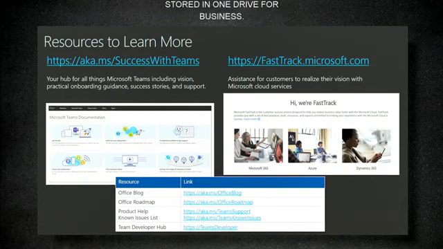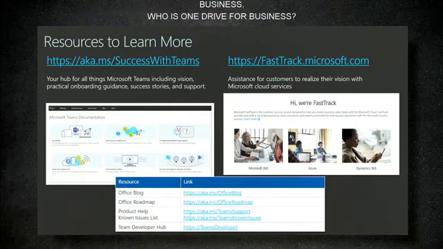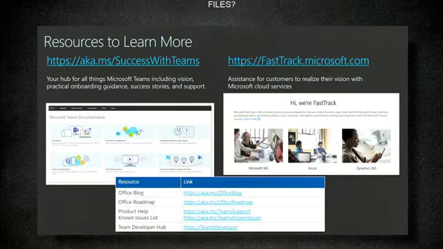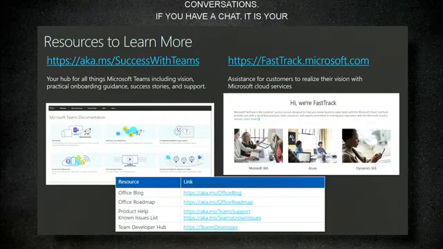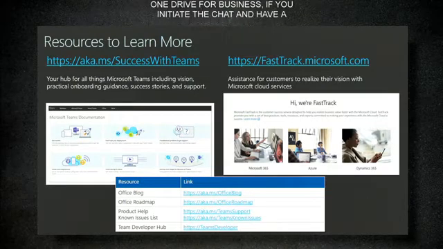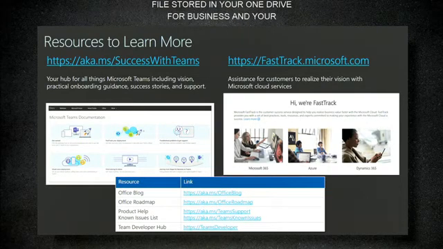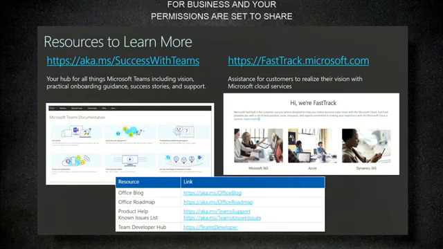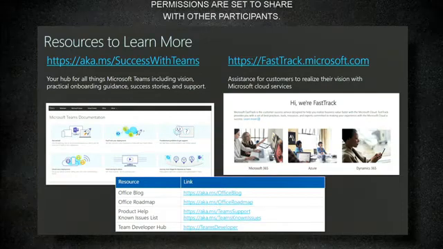Yeah, so there are chats and there are team conversations. If you have a chat, it is your OneDrive for Business. If you initiate the chat and you add a file, it's stored in your OneDrive for Business, and then your permissions are set to share with the other participants of the conversation. So there's that one copy there. And then in team conversations, it's stored in SharePoint. Okay, just to differentiate the two. Very good.